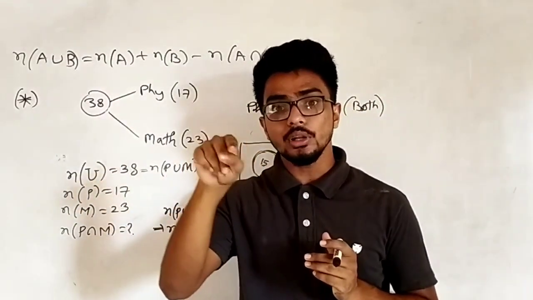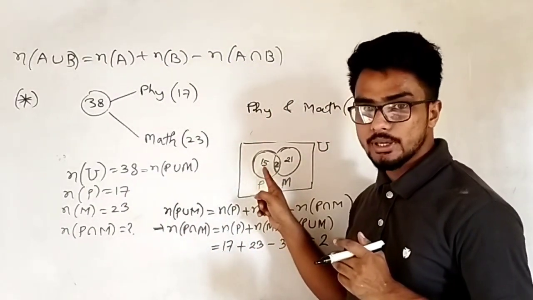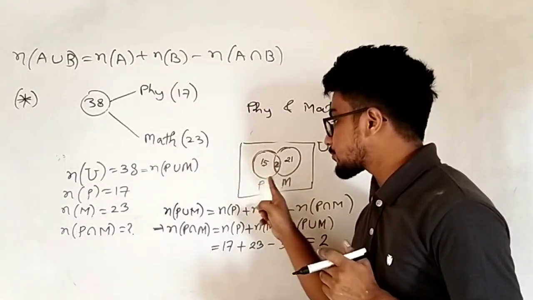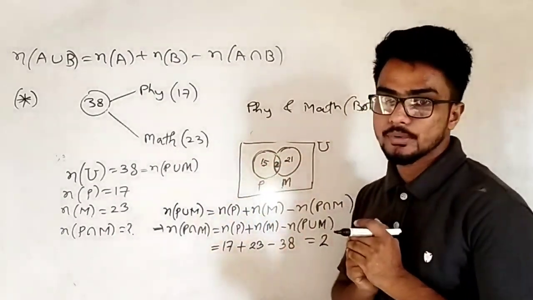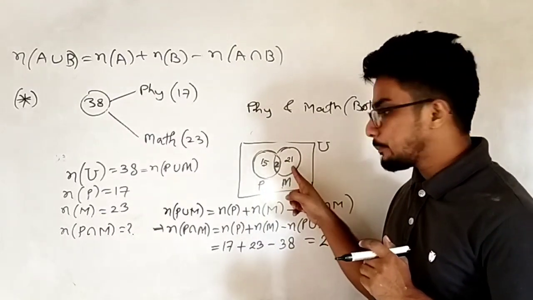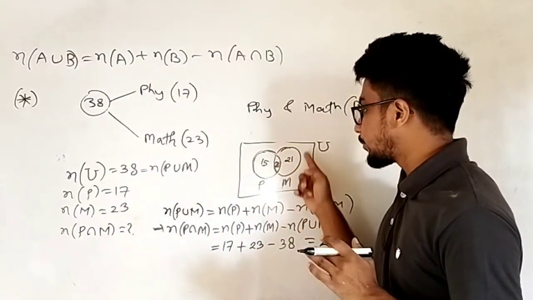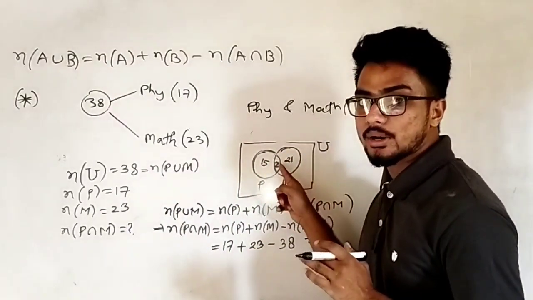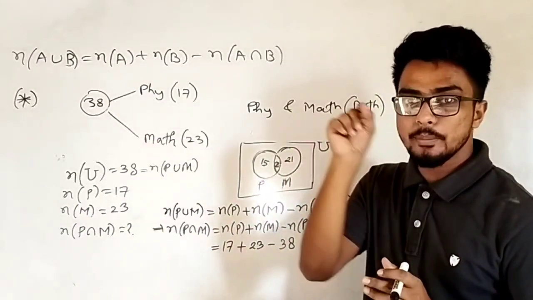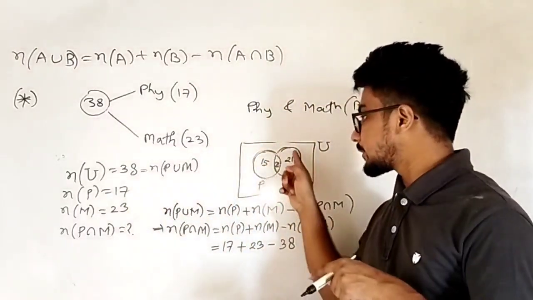Students will read only physics is 15, but physics is read by 17. Similarly, only maths will be read by 21 students, but the maths subject is read by 23 students, where those two students are also related with the set of physics. So only maths is 21, but when we say all who read maths, it will be 23.